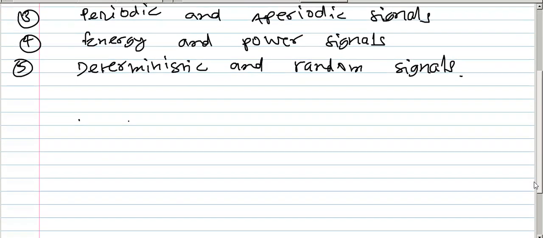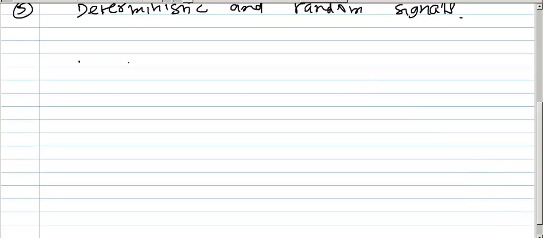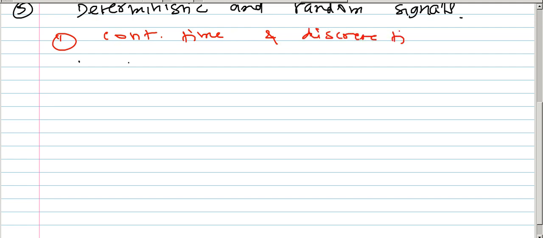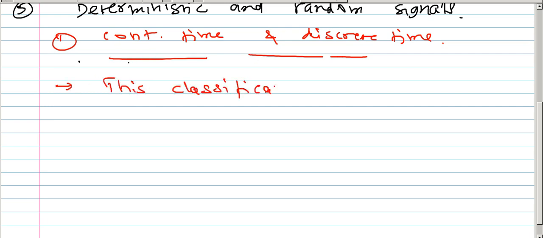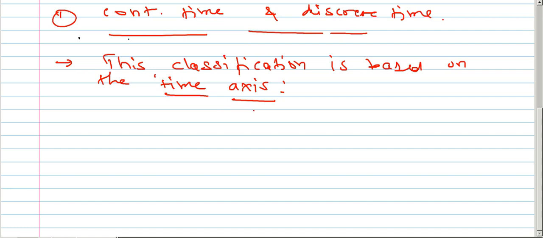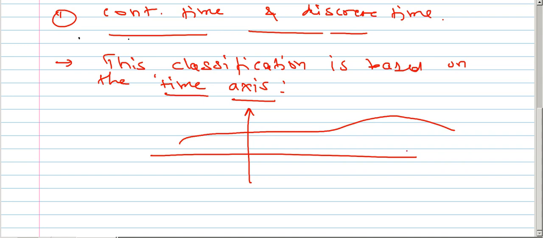So first let us see what is a continuous time and discrete time signal. Now this classification is based on the time axis. For example, this signal.